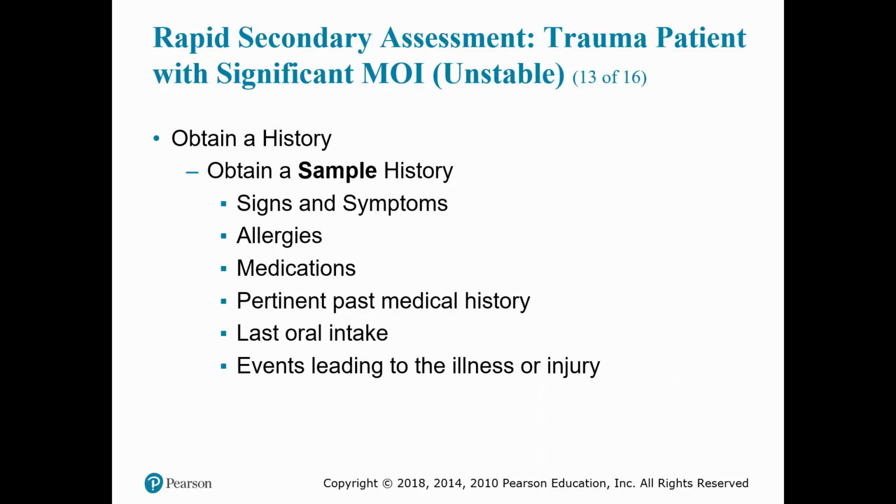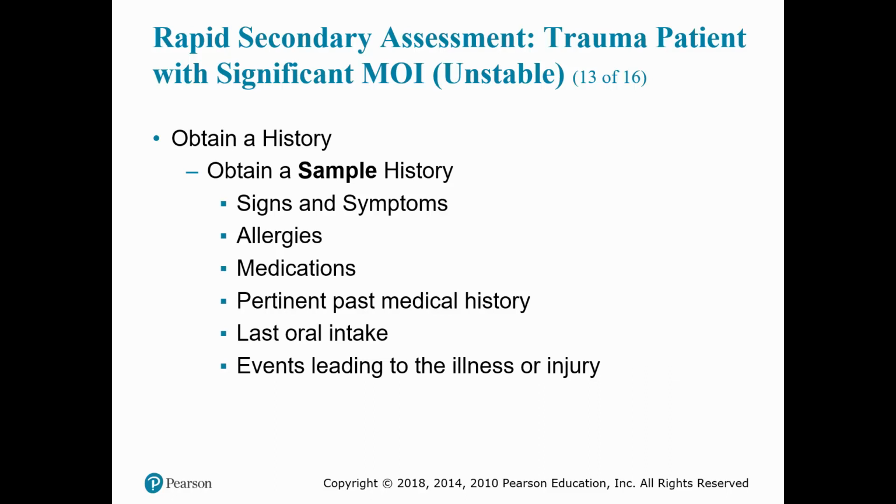Are you allergic to any medicines? Are you currently taking any medicines? Have you had any recent illnesses? Have you been seeing a doctor for any condition? Quickly figure out the medical history from the patient, or if the patient's unresponsive, from a family member. You can ask them, when did you last eat or drink anything? How did the incident happen? Figure out if the trauma patient can recall any of the events prior to. That can also give you an indication of any type of retrograde amnesia or any kind of head injury.